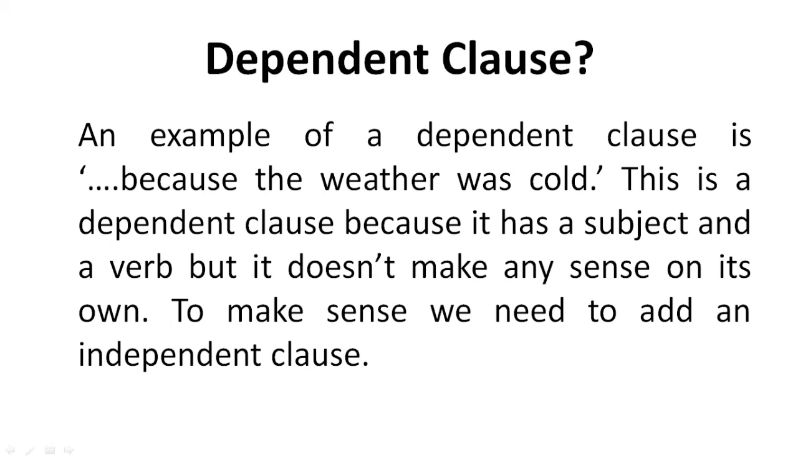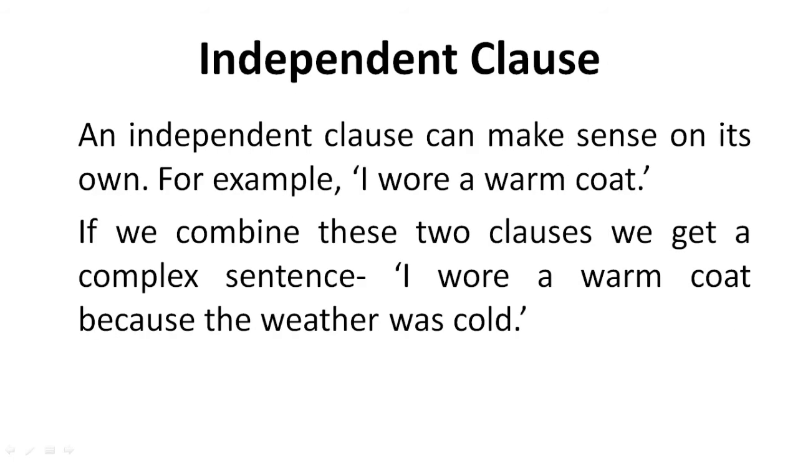As the name suggests, an independent clause can make sense on its own. For example, "I wore a warm coat." If we combine these two clauses, we get a complex sentence: I wore a warm coat because the weather was cold. As you can see, complex sentences don't have to be complicated. Let's now look at other ways we can make complex sentences.